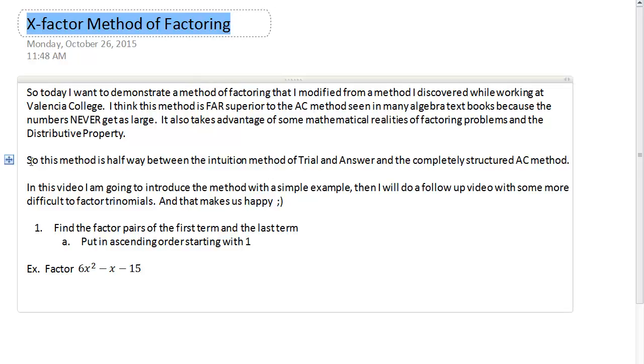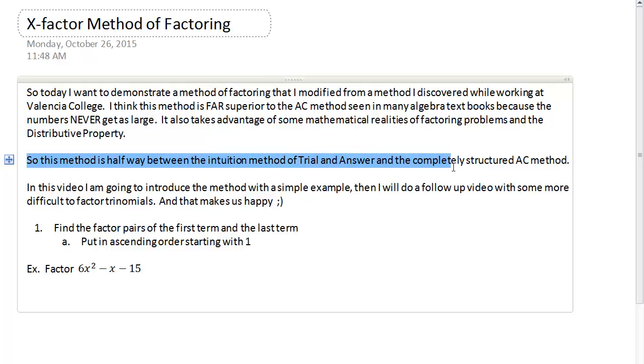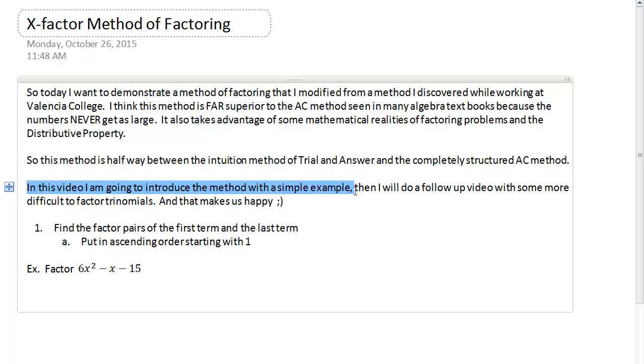All right. And so the reason I like this method is because it's halfway between the intuition method of trial and error, right, and the completely structured AC method. So it's kind of halfway in between. Students really like this. So in this video, I'm going to introduce the method with a simple example, and then hopefully I will do a follow-up video with some more difficult to factor trinomials. And of course, that makes us all very happy.